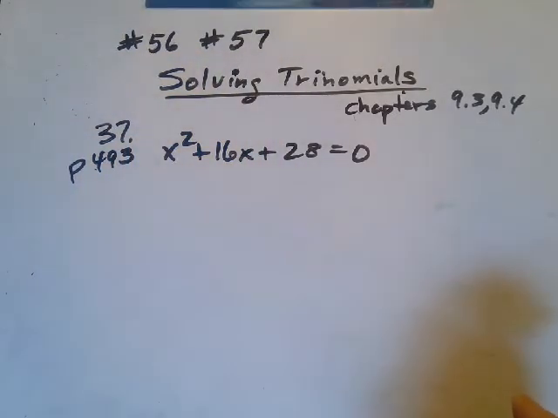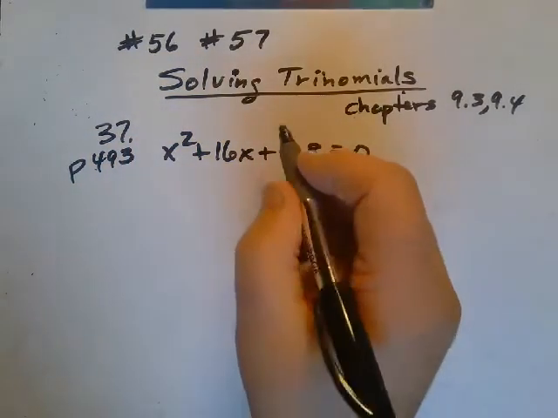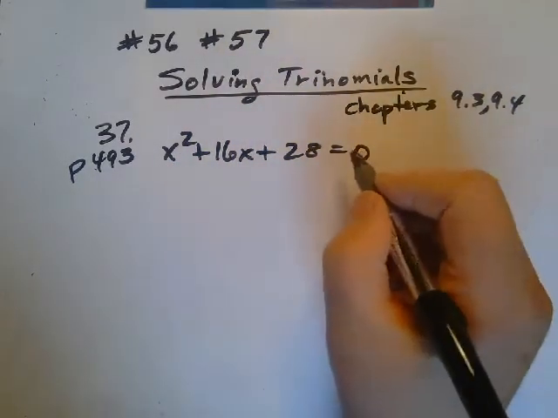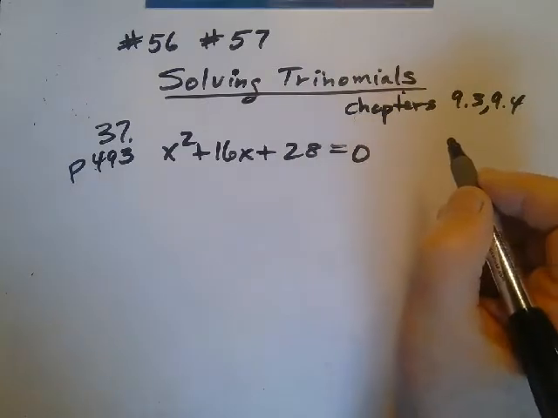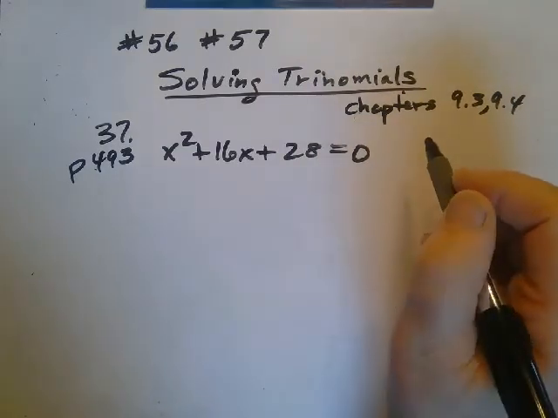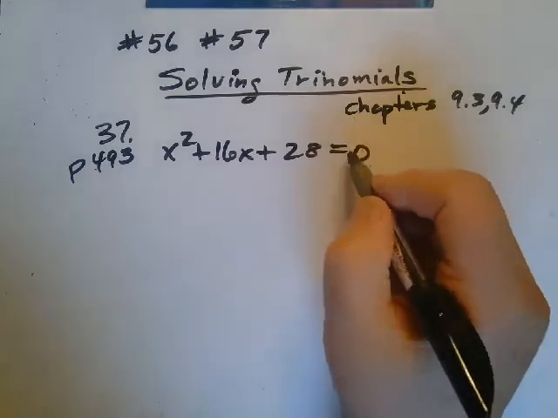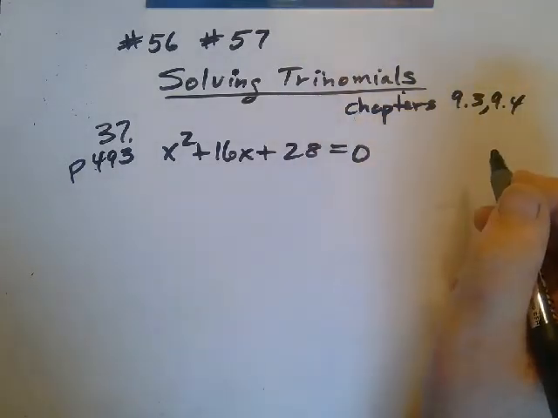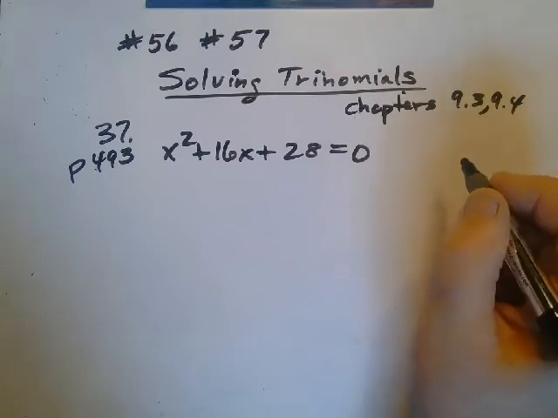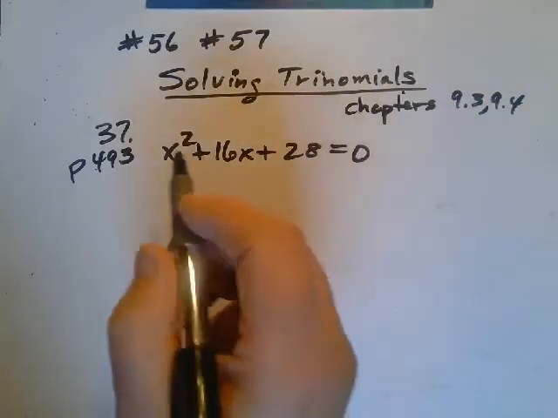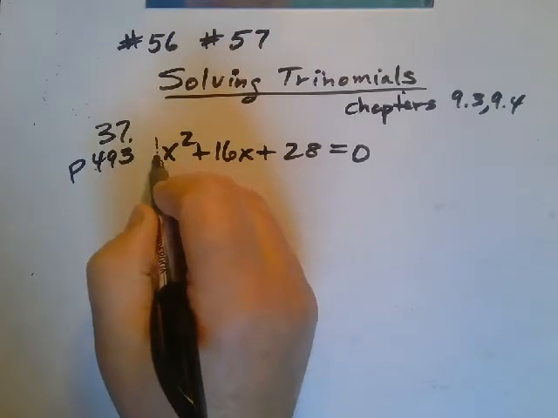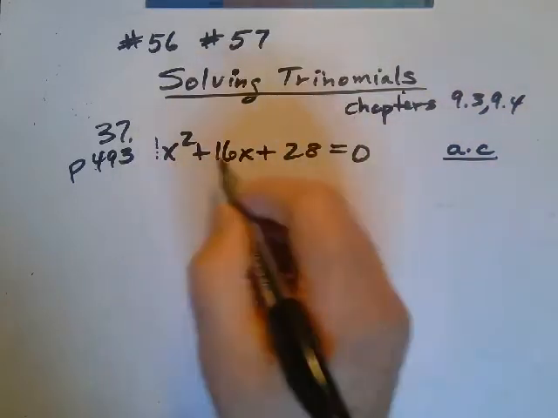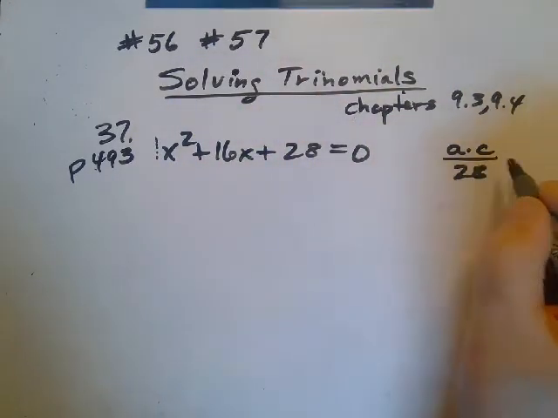Now what we're going to do here is figure out what x can be. Well, x actually has two answers here, and so we are going to factor this after it's set equal to 0, like this one is, and then solve it. So I'm going to play that product sum game. I'm going to take a, which is 1, times c. 1 times 28 is 28.